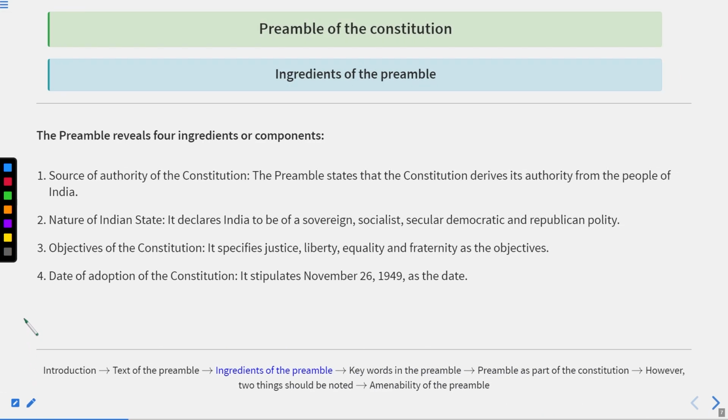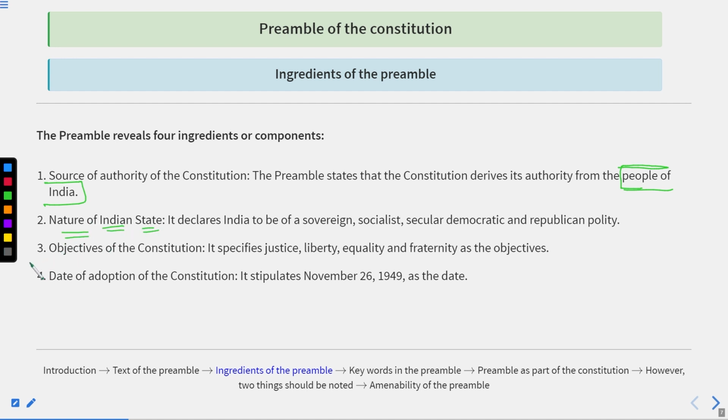Okay, so what are the ingredients of the preamble? The preamble reveals four ingredients or components. Source of authority of the constitution. Like what is the source of authority of the constitution, or you can say which authorizes the constitution. The preamble states that the constitution derives its authority from the people of India. It means that there is no particular authority, no particular department, no particular government organization, but it's the people of India who authorize the constitution. Okay, or you could say who empowers the constitution to exercise its function. What is the nature of Indian state?